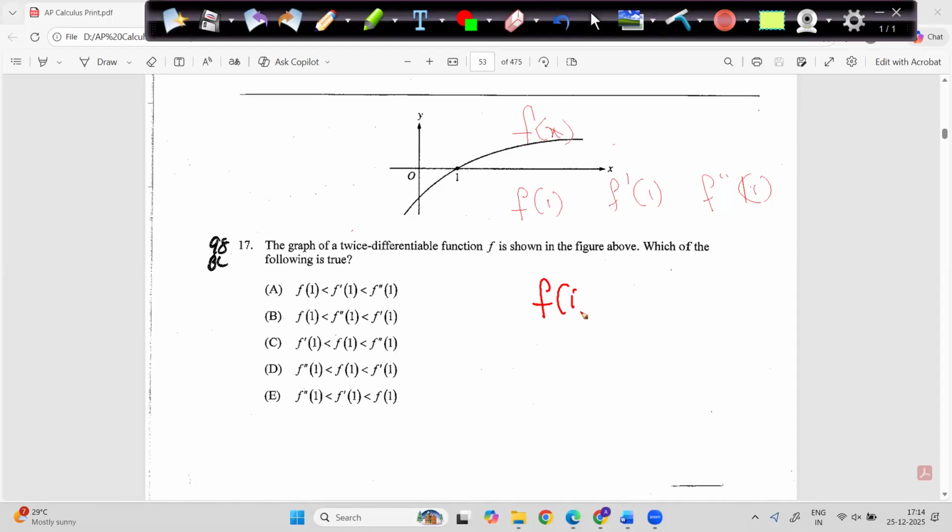F of 1 is 0, it is straightforward, so I told you. Now we need to understand f dash 1. What happens to f dash 1? What happens to f double dash 1? Please tell me. What happens to f double dash 1?